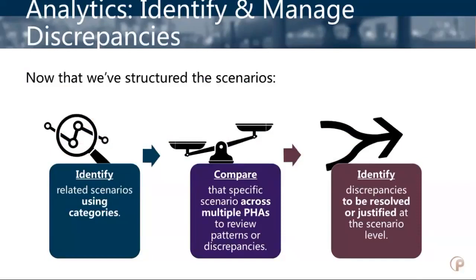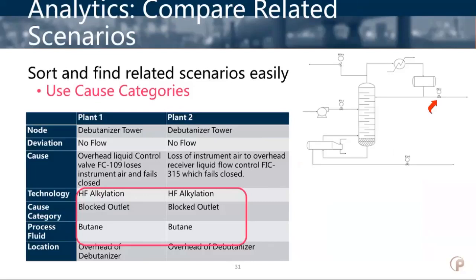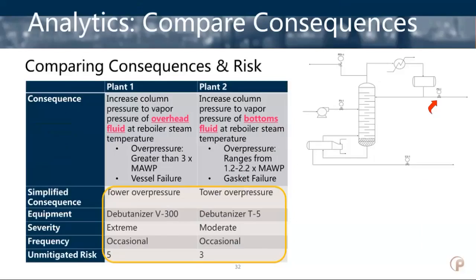That allows us to identify a lot of really interesting information. So I'm going to show you some of that. If you look at these two systems, identical systems, two separate plants, they're both a blocked outlet. The process fluid was butane on the overhead of the butanizer. If you captured that, you could take one from the Middle East and one from Tennessee and say, these are the same scenario. They're in the same technology, the same cause category, the same process fluid, and similar equipment. What happens when we compare those scenarios?